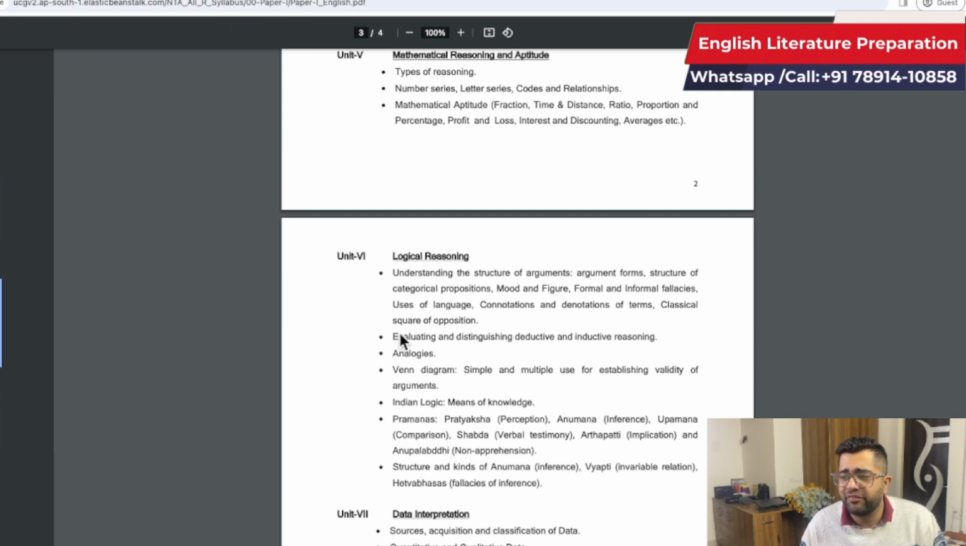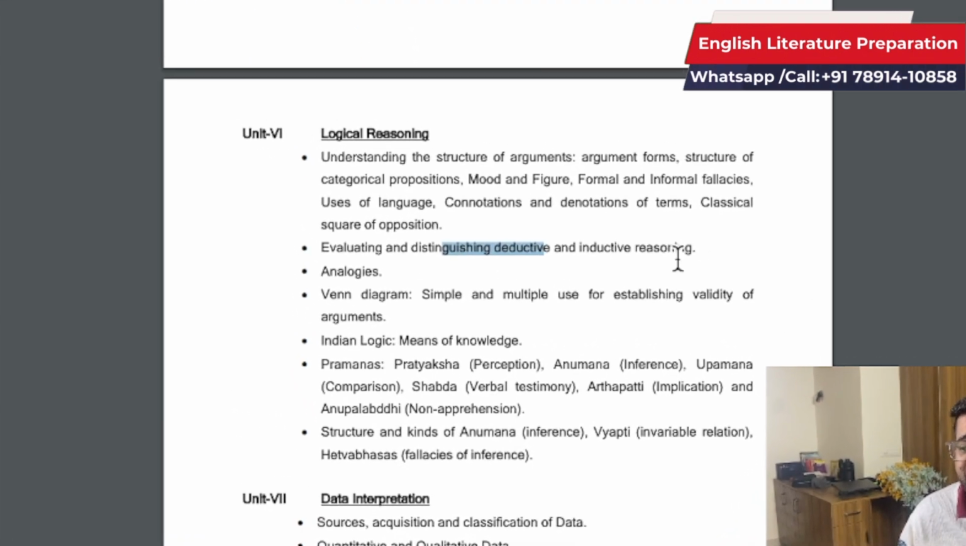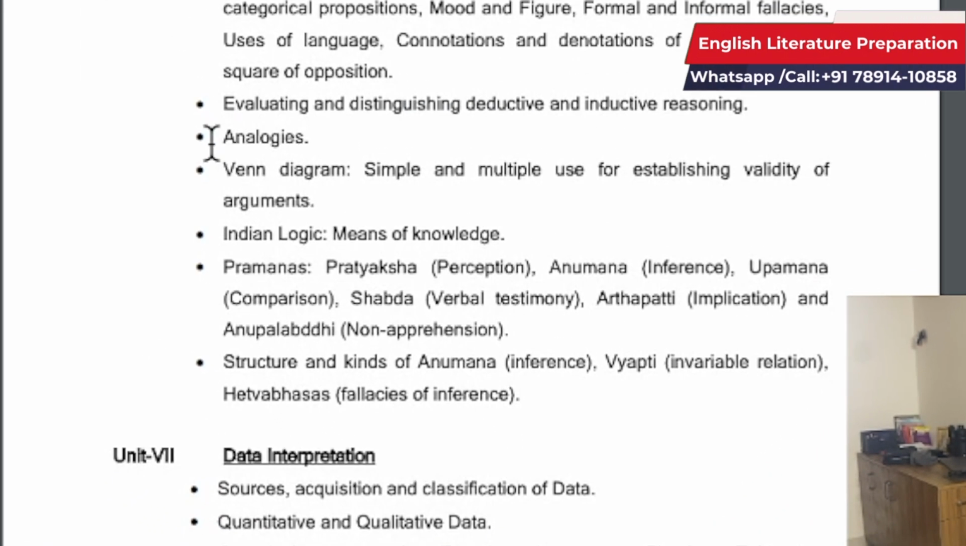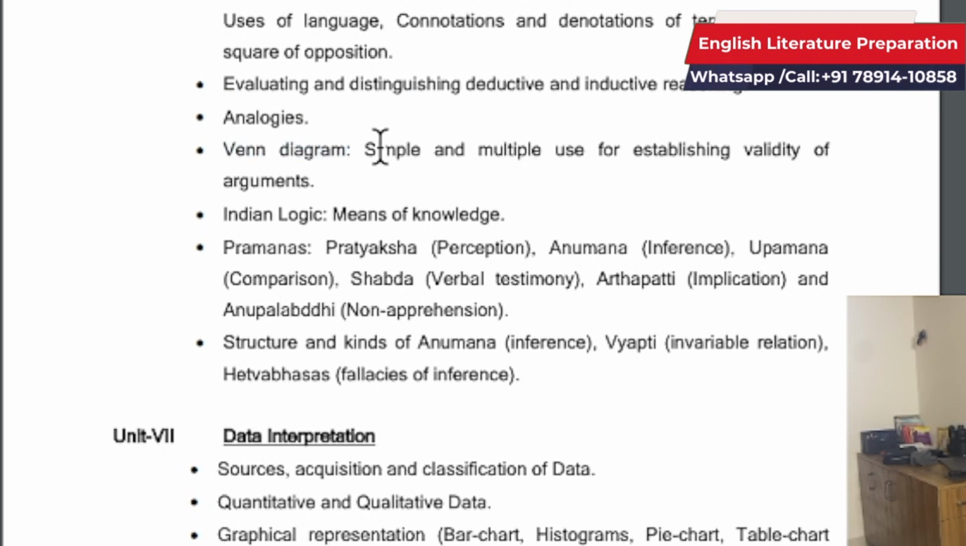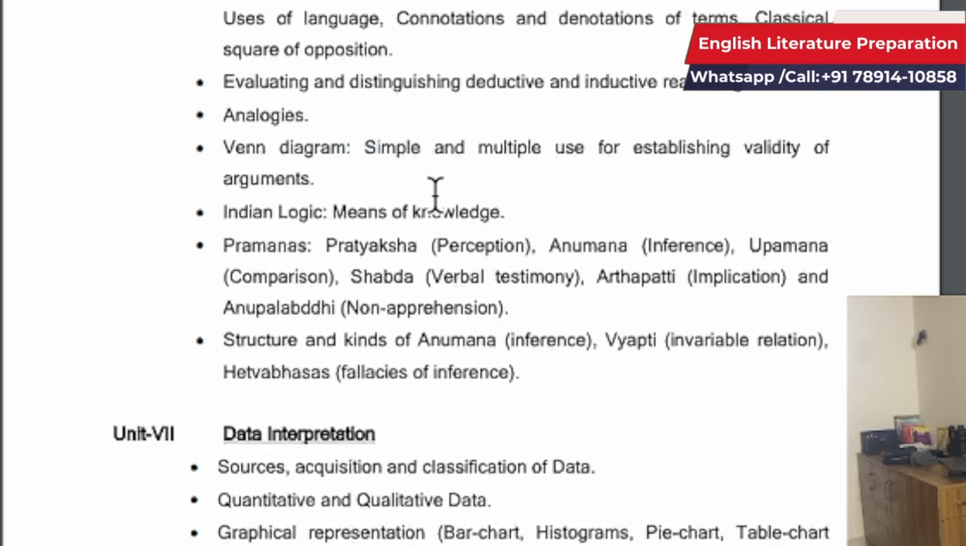Simply search it on YouTube, like what is the meaning of Upmana, and you can see here evaluating and distinguishing deductive and inductive reasoning, analogies, Venn diagram, simple and multiple use for establishing validity of arguments. So yes, these are the things that UGC-NET is asking in paper 1. The thing is that we do not give time to check out the syllabus because no one has guided us how to download the syllabus.